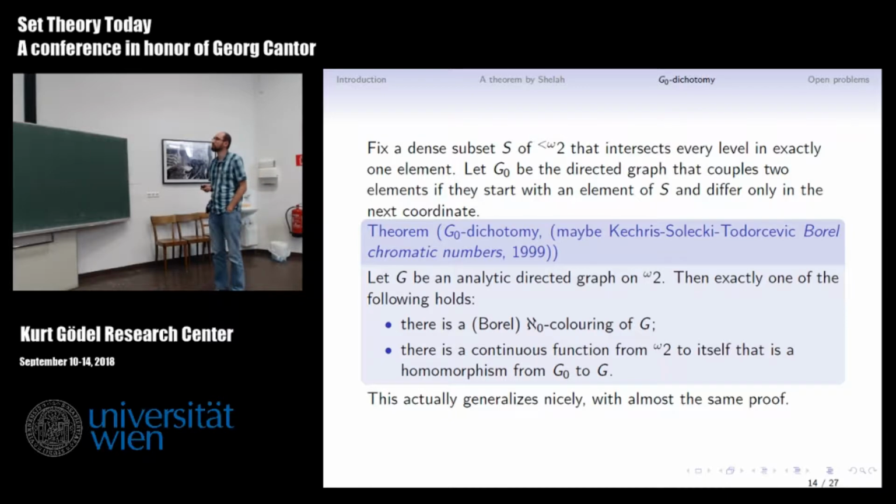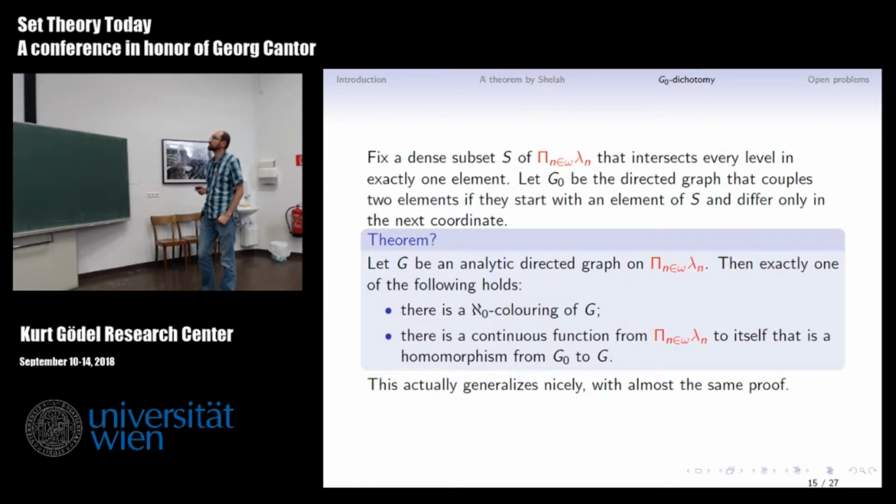Actually, this generalizes quite nicely with almost the same proof, really mutatis mutandis. It's the same idea. It's just that since we are in a much more complicated space, the proof is more complicated to write down. But the idea is exactly the same. Maybe you need some tricks to get everything correctly. But the proof is almost the same.